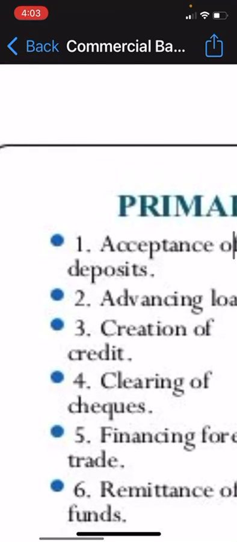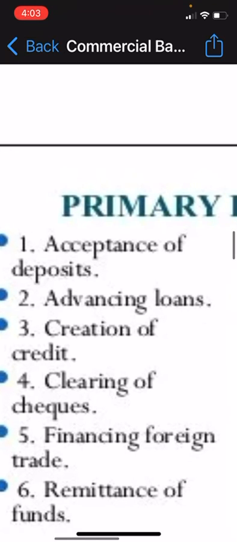Now next very important primary function is clearing of checks. A check is a credit instrument, dear students. Credit instrument means where there is no cash involved. So one of the instruments, I just explained, is the bill of exchange. A promissory note is a credit instrument. A check is a credit instrument. So what banks are doing is they clear, they issue, they deposit.